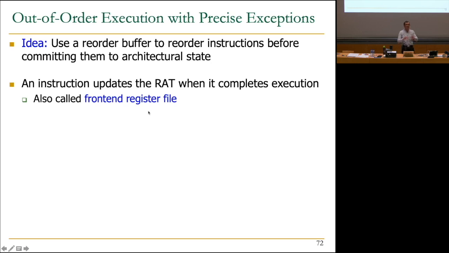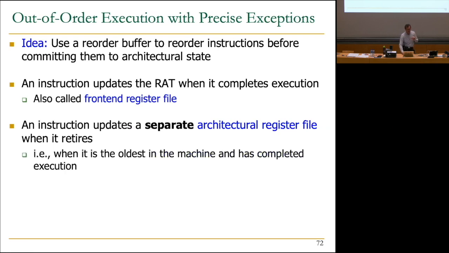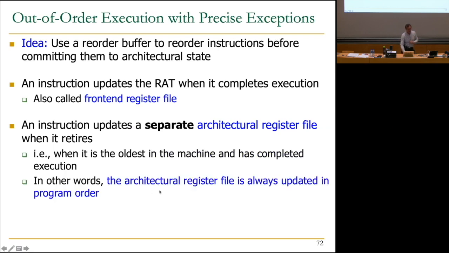This basically says where the prior instructions can get the value from. This is called a front-end register file, and we will see this with an example. An instruction updates a separate architectural register file when it retires, when it is the oldest instruction and finishes without exceptions, as I said earlier. In other words, the architectural register file is always updated in program order. So there are two register files: the front-end register file and the architectural register file. The front-end register file is updated when you broadcast your tag, and the architectural register file is updated in program order from the reorder buffer, okay?